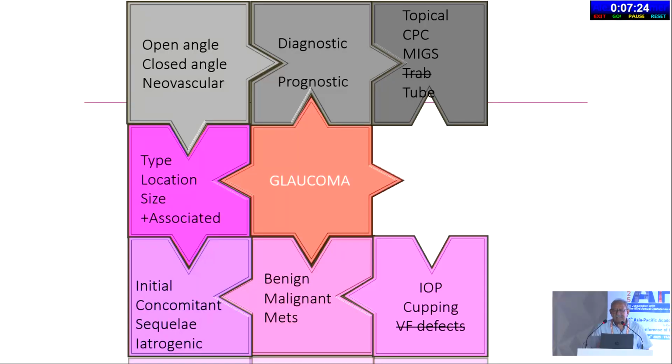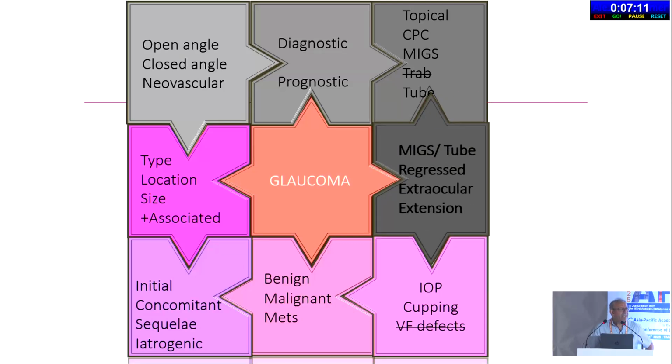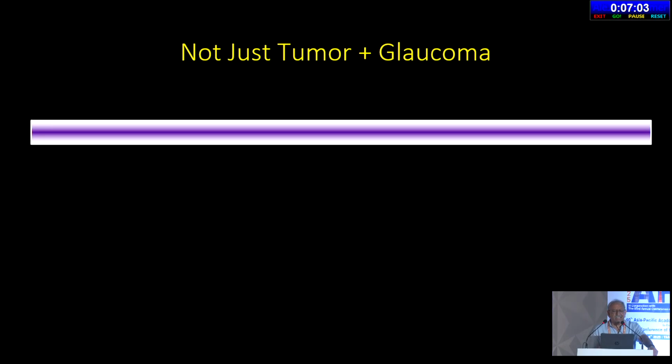General treatment, like in glaucoma, start with topical treatment and think about minimally invasive procedures. And in aggressive glaucoma, when the tumor is controlled, you can think about tube procedure. And MIGS are generally preferred, but you need to have real evidence of regressed tumor, and you really are concerned about extraocular extension. Let's look at some of the aspects or nuances of this.